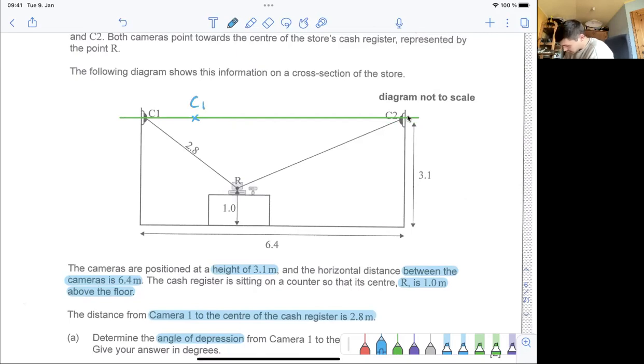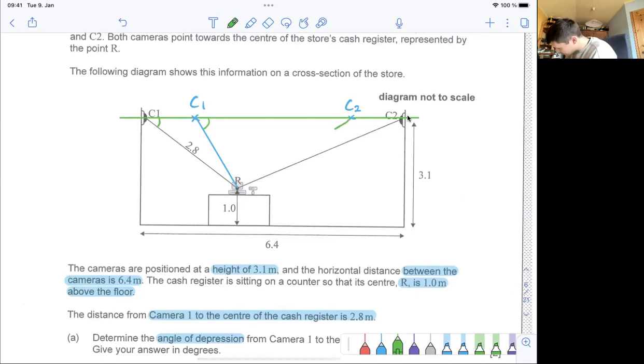All right, and now we'll draw our new line from C1 to R. Okay, so what we can see, that when we move C1 closer to R, given it's at the same height, the angle of depression gets bigger. All right, and it'll be the same for C2. We put C2 closer, bring C2 here.